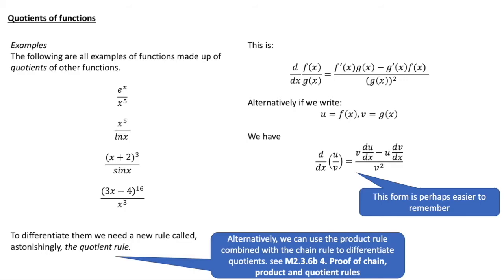Although a cautionary note there is it's very easy to get the top terms the wrong way around, in which case the answer would be the negative of what it should be, so do be careful with that. And following the proof of the quotient rule will help you to remember the right way around, so it's very definitely worth looking at the video mentioned on the screen at the moment. Okay, we'll have a look at an example.